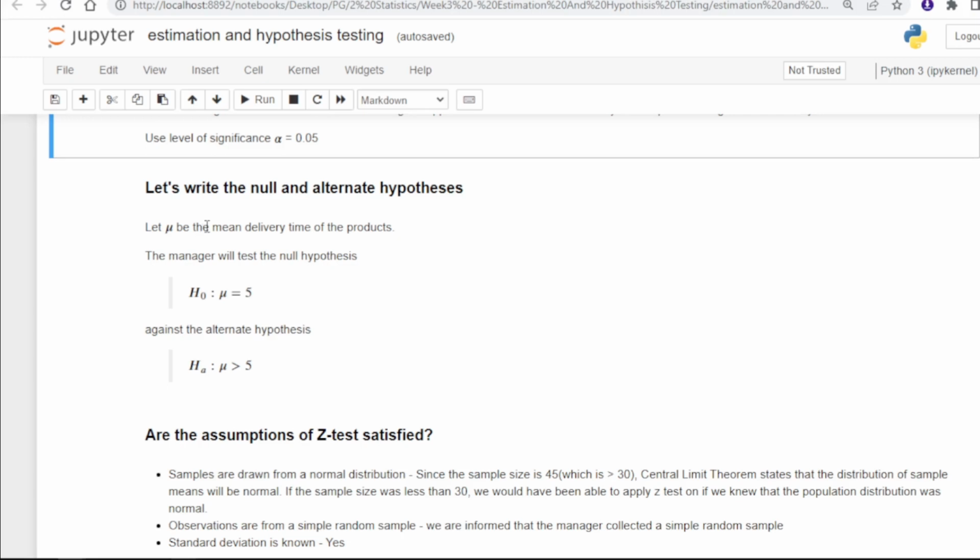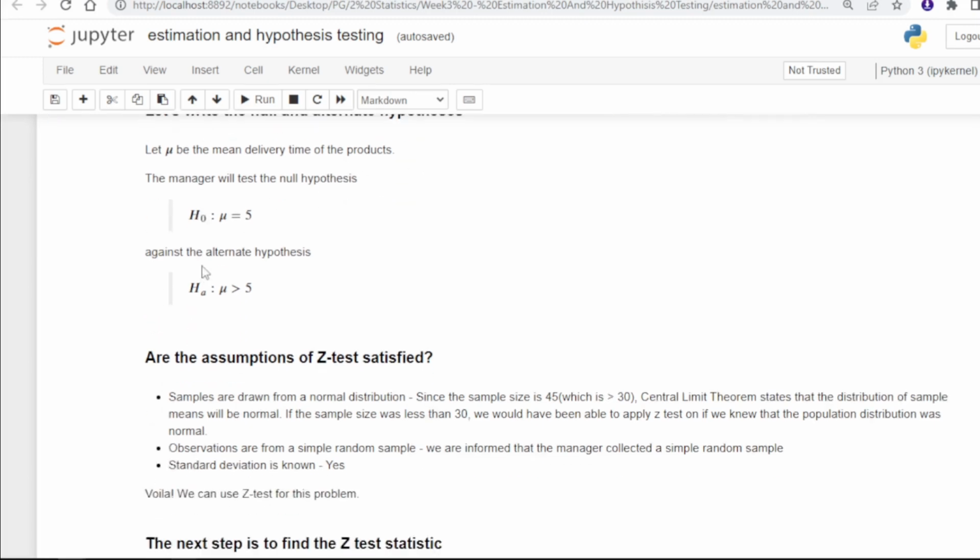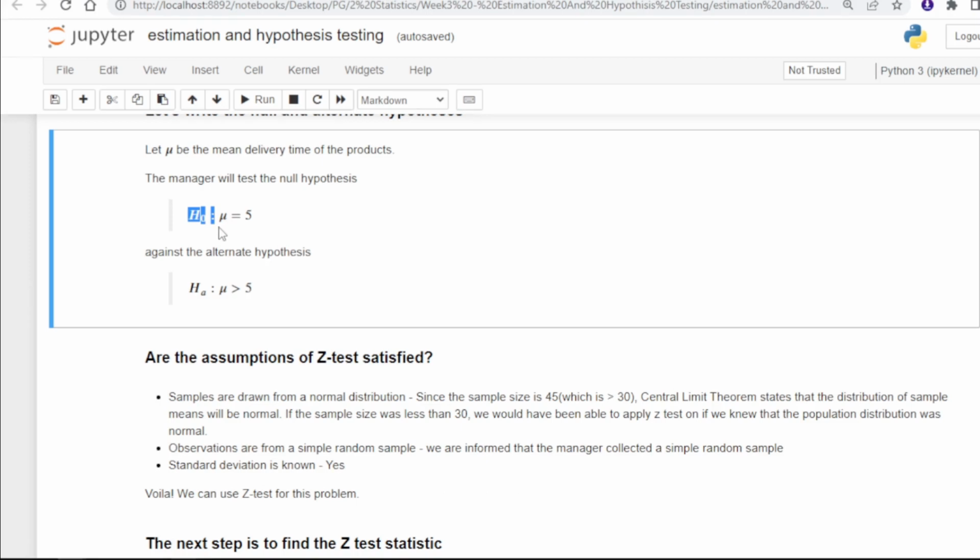So let's create the null and alternate hypotheses. Let mu be the mean delivery time of the product, and here we will have our H0, that is the null hypothesis, and Ha, which is our alternative hypothesis. The null hypothesis says that mu, the mean delivery time of the product, is 5. The alternative hypothesis says that the mean delivery time of the product is greater than 5.